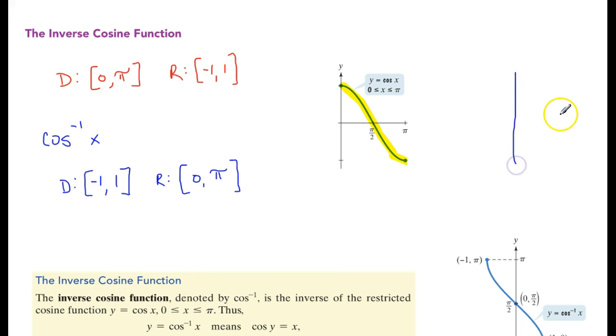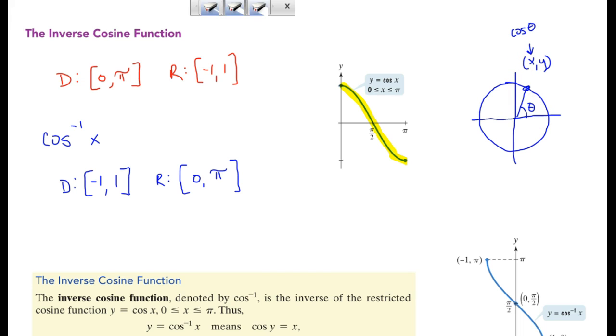Remember, now we're dealing with x coordinates because this is cosine. So before, you give me an angle, and the cosine function would give you the x coordinate that corresponded to that angle. Alright, well now we're just reversing the roles. Now we don't know the angle. All we know is an x coordinate. The cosine of some angle is this number. We don't know the angle. What is the angle? So this thing is unknown, and that's what arc cosine does.